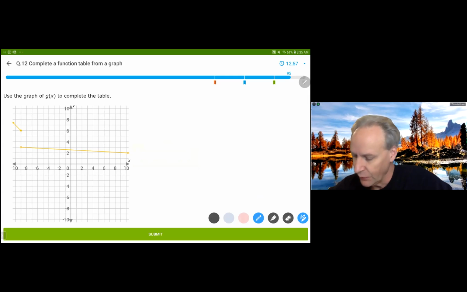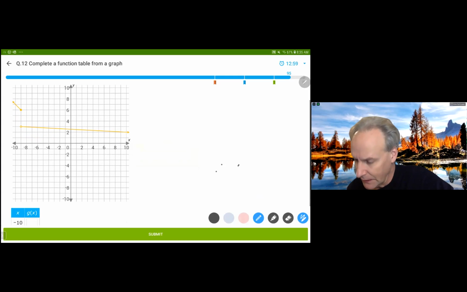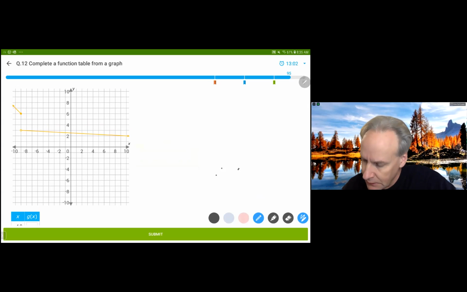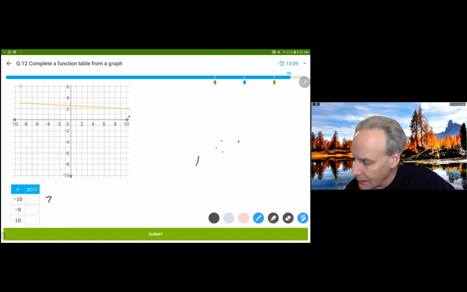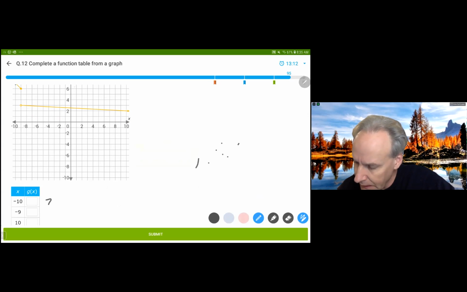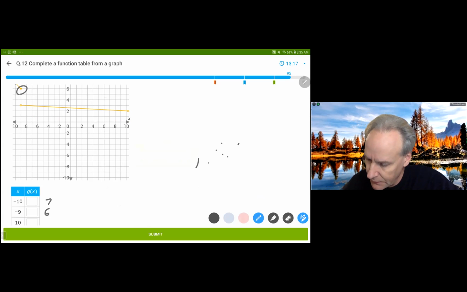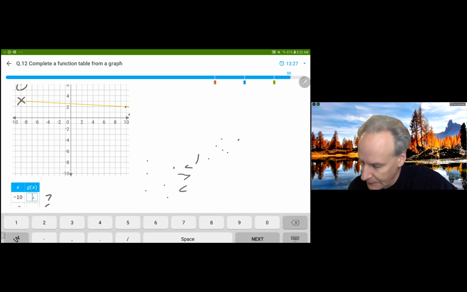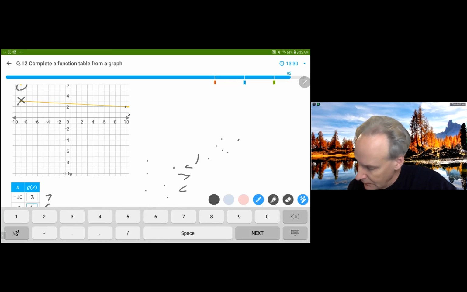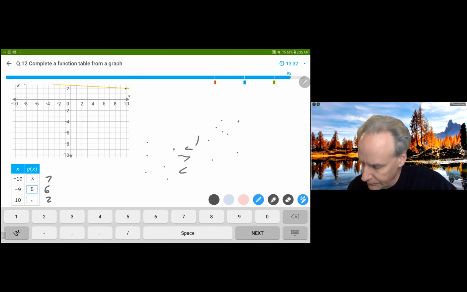Okay, this one, pretty wavy looking line. Looks like one I drew. Okay, we've got -10, which is at 7, right there. So we've got a 7. I'm just going to write it next to it. At -9, looks like 6. Because it's this one, not that one. At 10, we're at 2. I don't think there's any others. So, yeah, that's it. So 7, 6, and 2.